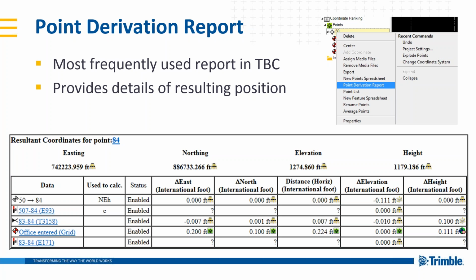Can you tell us, Troy, why is this office-entered grid, in this case, fourth in the order as in the resulting coordinates and not taken in consideration?